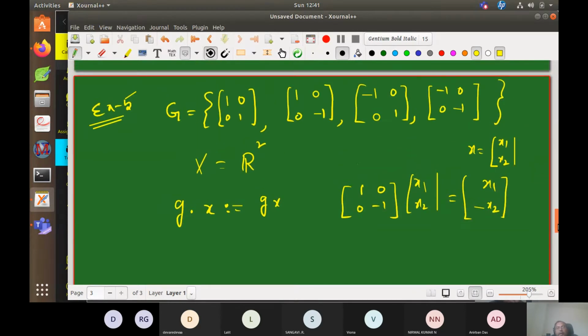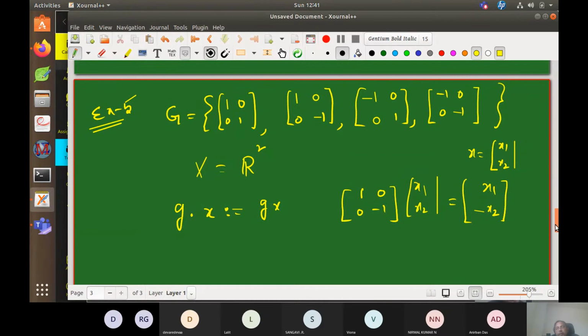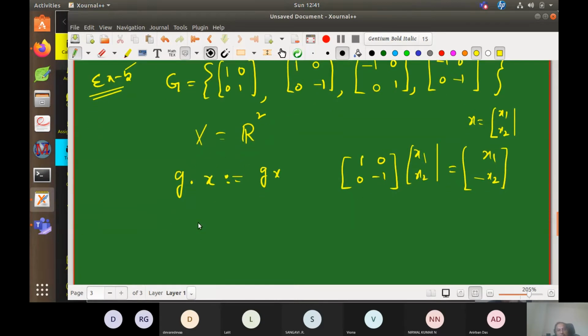So here I just ask one question. First of all, check that it is a group action. Yes, it is a group action. But I'll ask this question to you: under the action of these four elements, where does (1, 2) go? Can you predict that?